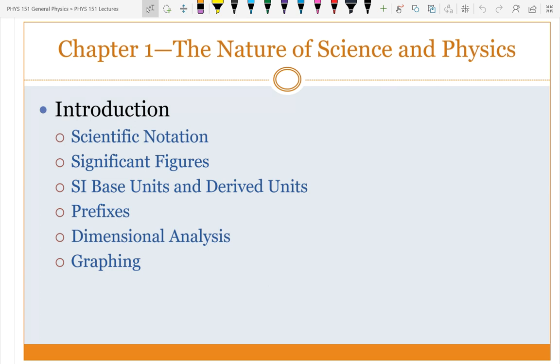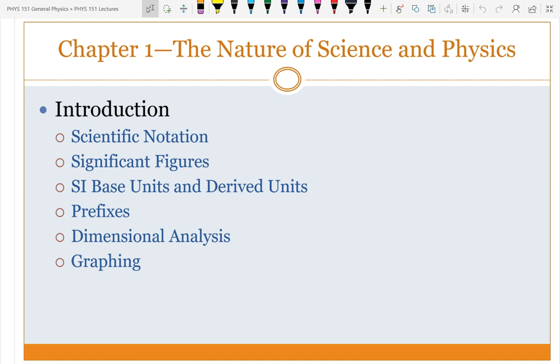Make sure you know the SI base units. Of everything we've done this semester, the base units were for mass, what was the base unit? Kilograms. For time, the base unit was? For distance, the base unit was? Meters. And finally, temperature, the base unit is? Kelvins. Okay, so those are our base units, the only ones we've used all semester. Everything else is a derived unit.